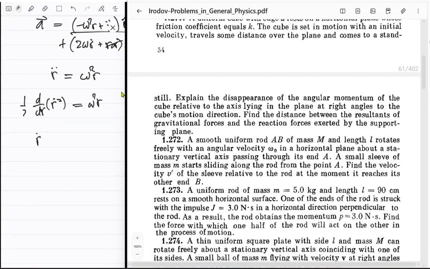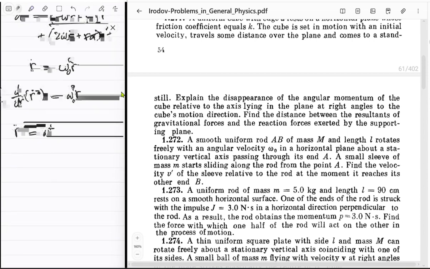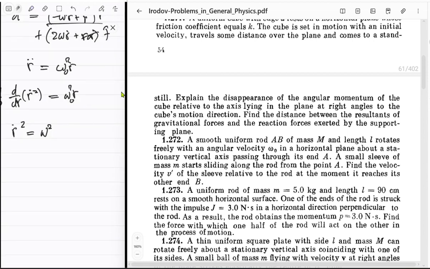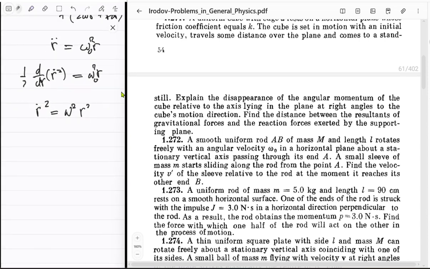r dot squared. Oh, and omega is actually a fixed quantity. So r dot squared is equal to omega squared r squared. And it changes. Initially it was zero, because it was just accelerating right now. And now at some value of r, you just have r squared. So that does it.